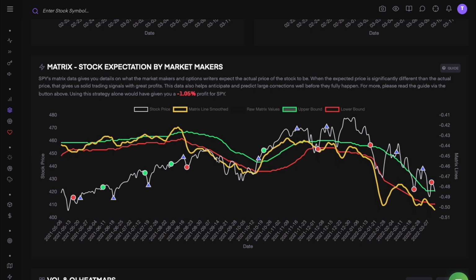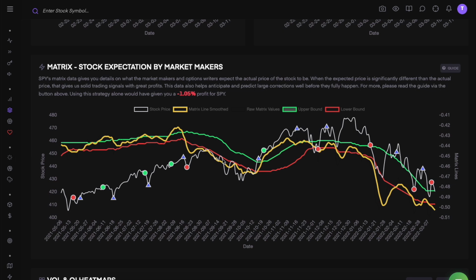And we can capture that using different algorithms, and Matrix is just one of them. This green and red line is a trend of the market makers' expectation of the stock price, which is what they use to adjust the options premiums, both calls and puts. The yellow line is the Matrix line. The green and red are the trend region, but the yellow line is the actual line based on the premium pricing. Anytime this yellow line goes above or beyond the normal region, which is the green and red line, we have a long or short trade.